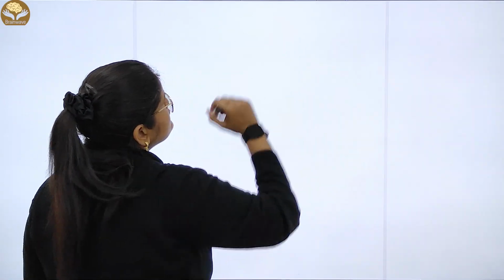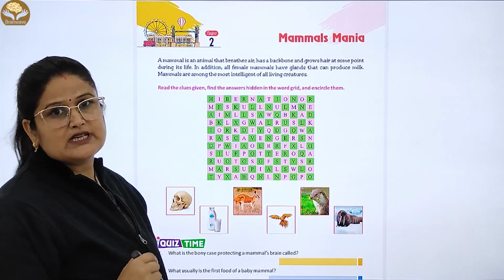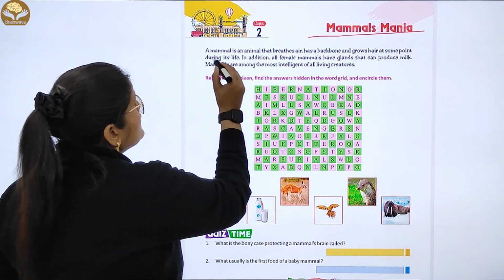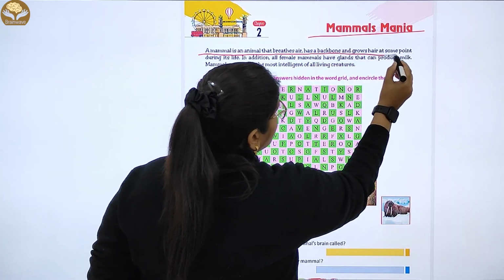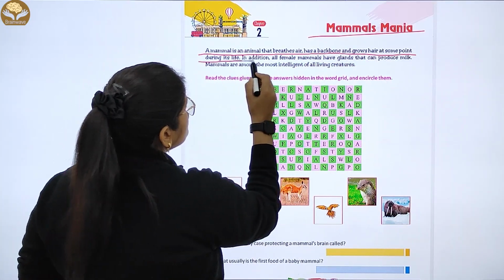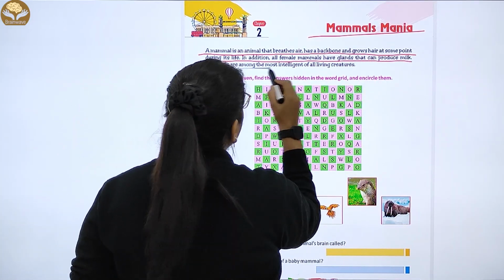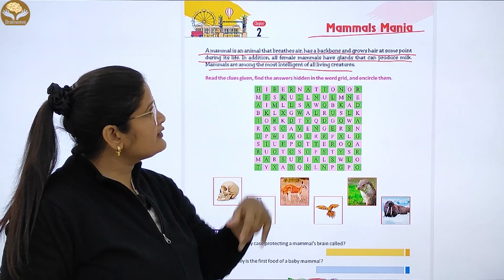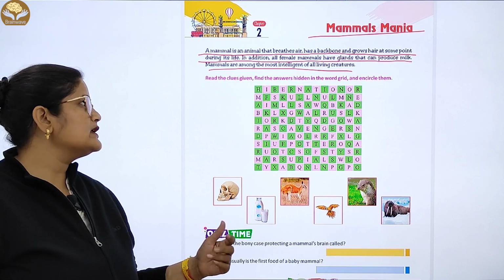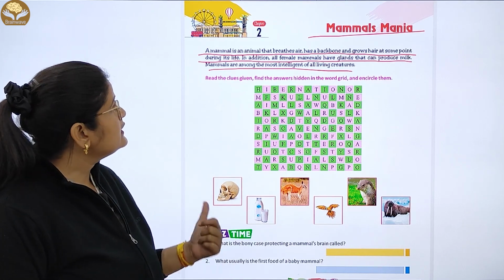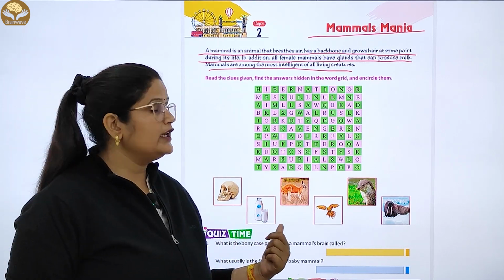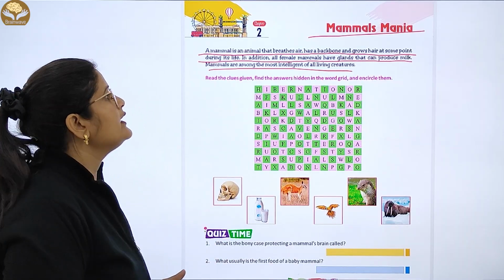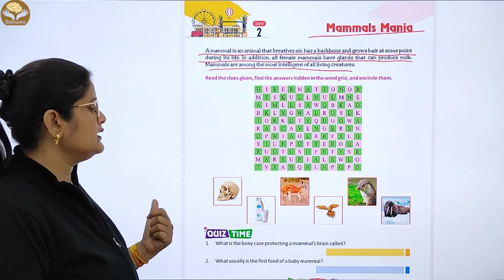Now, next chapter. Chapter number 2, Mammals Mania. A mammal is an animal that breathes air, has a backbone, and grows hair at some point during its life. In addition, all female mammals have glands that can produce milk. Mammals are among the most intelligent of all living creatures. Read the clues given, find the answers hidden in the word grid and encircle them.